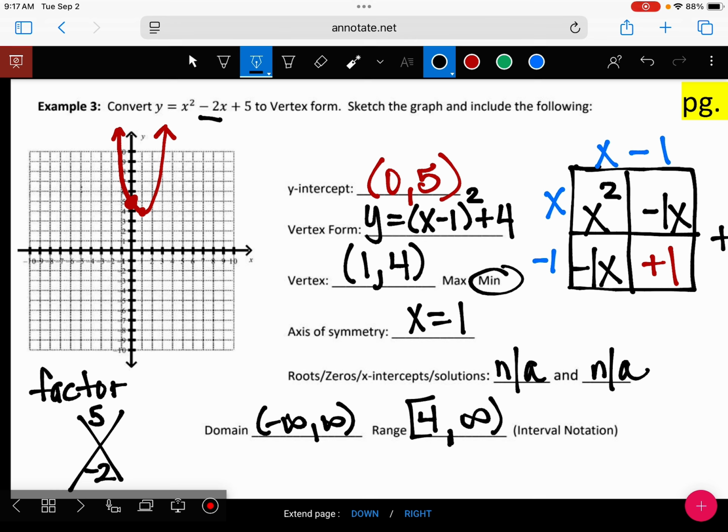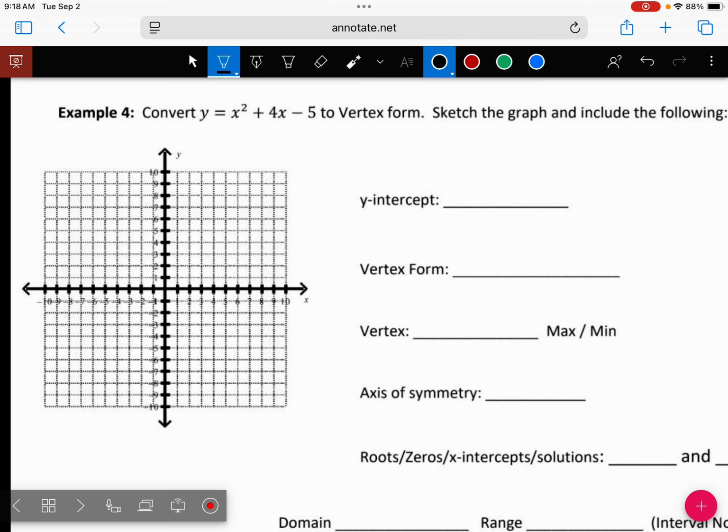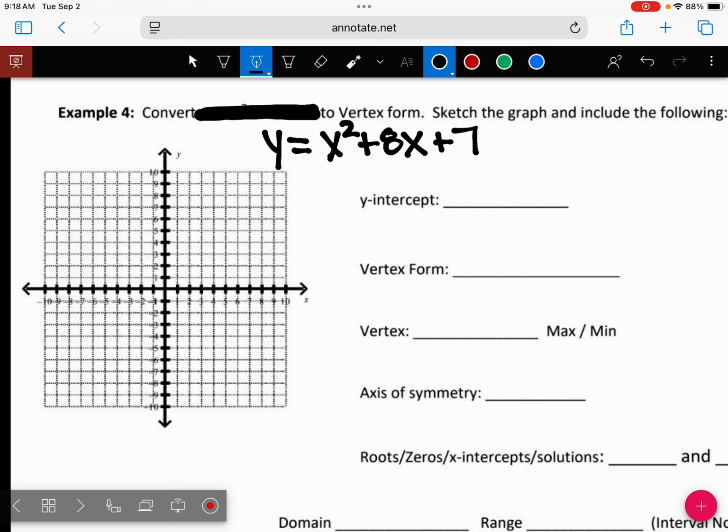All right, example 4, that's our last question, but there is a typo. That's a repeat question. So I want you to take your pencil and mark it out really good. I'm going to give you a new one. Cross this out really good so you don't get confused and look at it. Okay. This is what we're going to graph. Y equals x squared plus 8x plus 7. I'm going to give you a couple minutes. I want you all to get as far as you can going down that list.